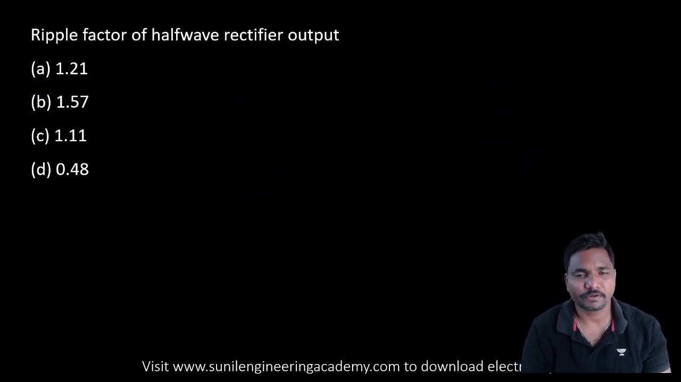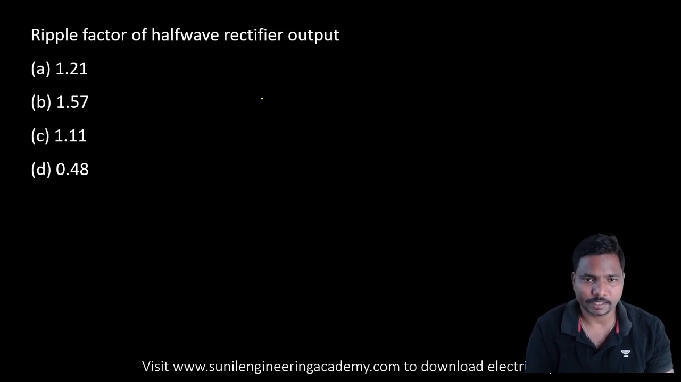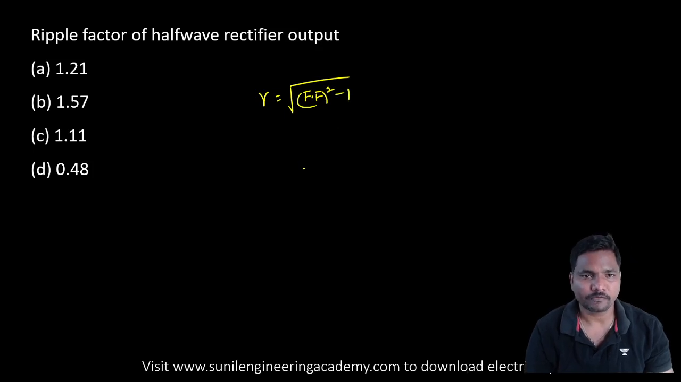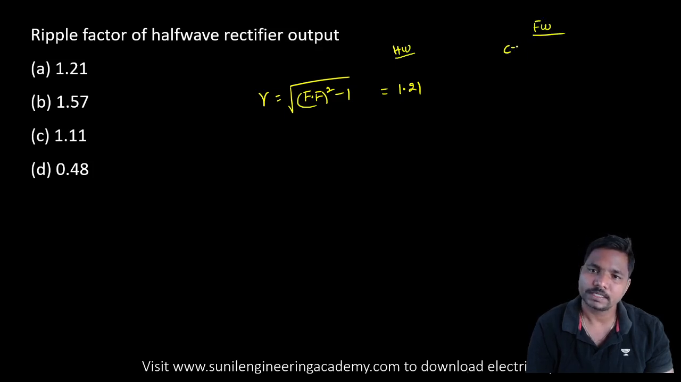Ripple factor of half wave rectifier output is dash. Ripple factor is denoted by gamma, that is root of form factor square minus 1. Form factor is 1.57 now, so root of 1.57 whole square minus 1. Then you will get the ripple factor as 1.21. This is for half wave, and in case of full wave, center tap and bridge, it is 0.48. So here 1.21, so the answer is option.